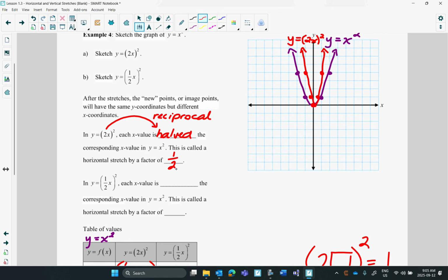So what do you think now is going to happen when it's 1/2 inside but in front of the x? Every x value is going to get multiplied by 2, the reciprocal. So every x value is doubled. And we call this a horizontal stretch by a factor of 2. So when you do horizontal stretches, you got to think reciprocals when you actually do the graph or actually do the mapping notation. So again, reciprocal.